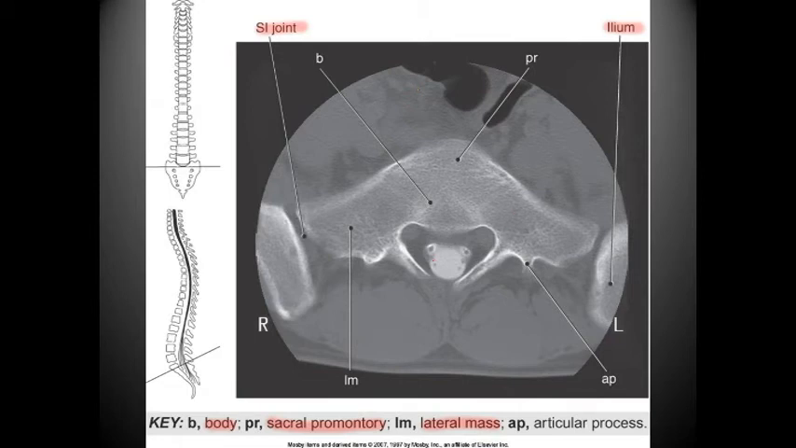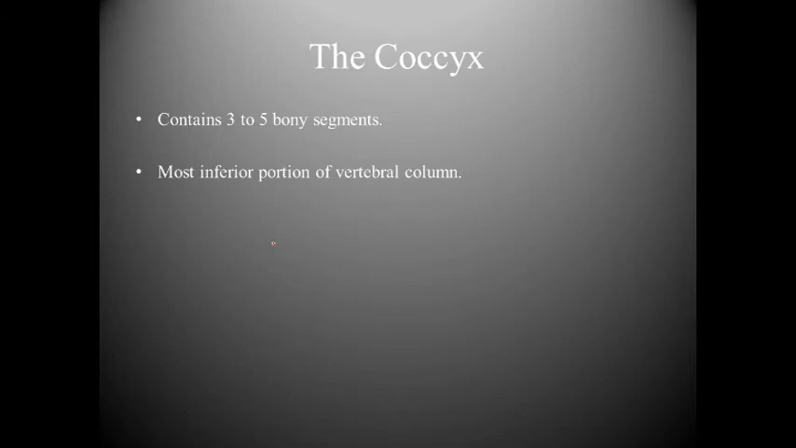Here's S1 once again. We actually do have contrast medium still here. We have the sacral promontory here, which is the most prominent portion jutting out anteriorly. The SI joint, ala, or lateral mass, here, here, and we do have the ilium here. That brings us to the coccyx. The coccyx contains 3 to 5 bony segments and is most inferior portion of the vertebral column.